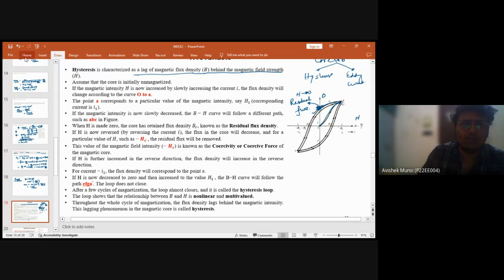Now, after a certain time, you see that B becomes 0. The residual flux will become 0. But at this point, there is some amount of magnetic field strength present. H is present, but in the negative direction. So this is called coercivity.